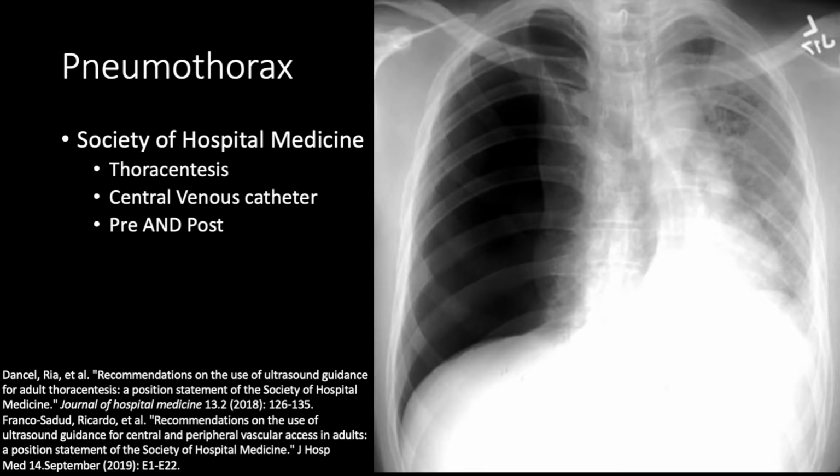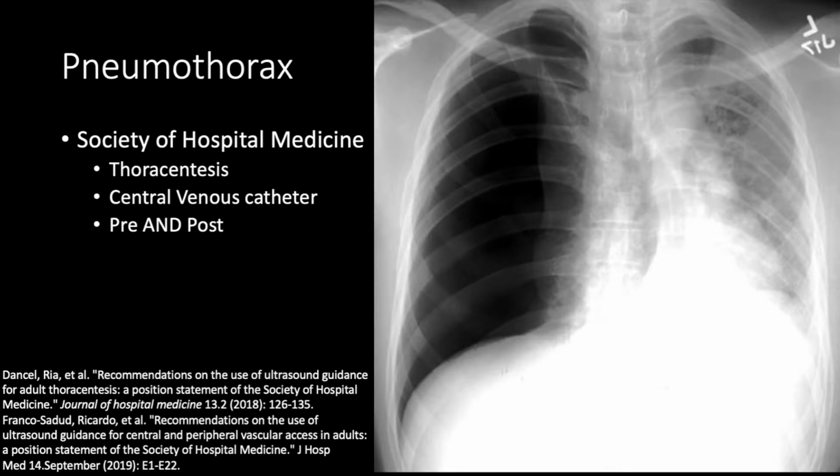So the Society of Hospital Medicine recommends, before and after thoracentesis and central line, doing a lung ultrasound exam with the linear probe to check before the procedure just to make sure there's lung sliding, and then check after the procedure to make sure that lung sliding is still present.